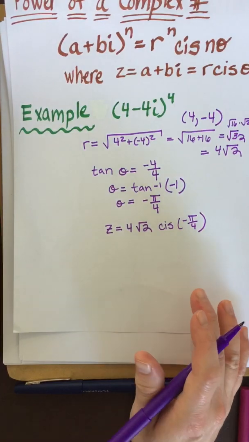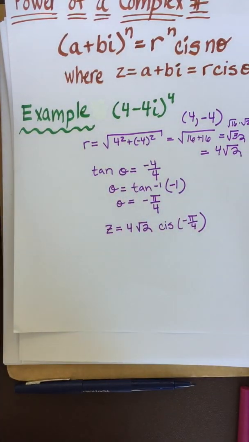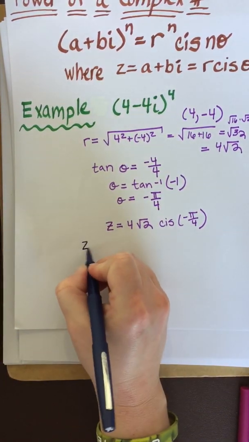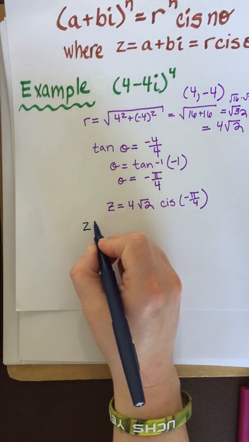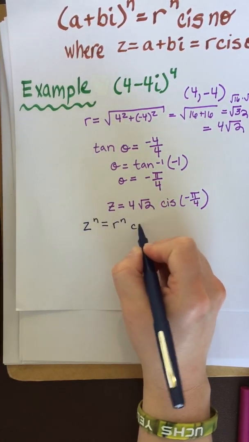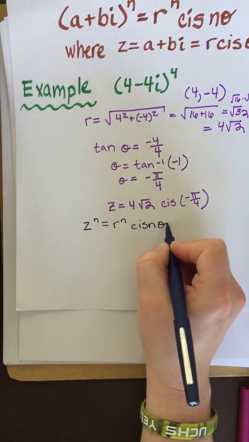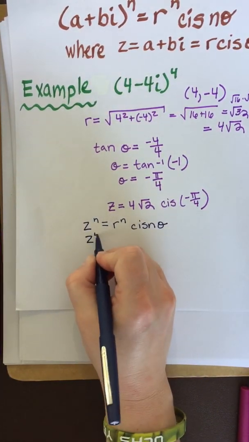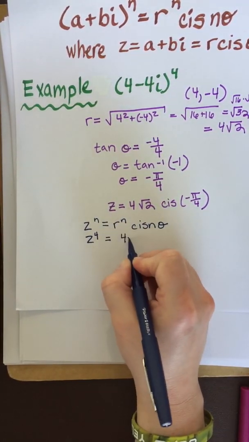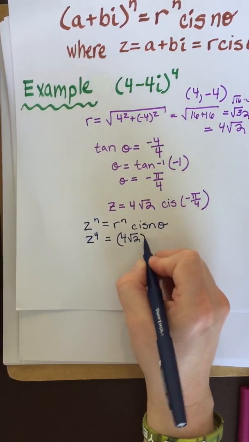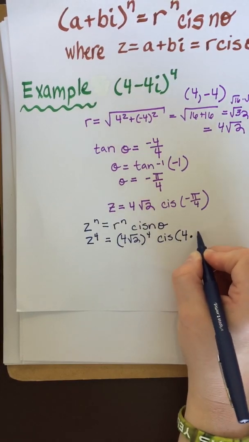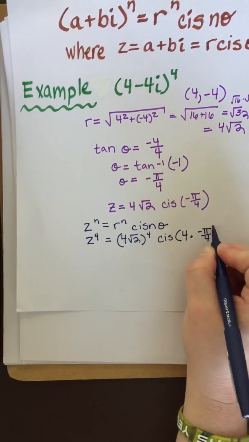All right. So let's use our new formula and plug this stuff in and be done. So we have, again, the formula is z to the n is equal to r to the n cis n times theta. So that would be z to the fourth, or 4 minus 4i to the fourth, is equal to 4 times the square root of 2 raised to the 4th power cis 4 times negative pi over 4.